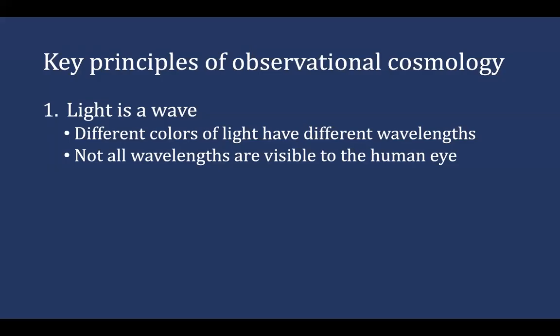Okay, so that's the first key principle of observational cosmology, that light is a wave, that these different colors of light have different wavelengths, and that not all these wavelengths are visible to the human eye, and yet we can build instruments to be able to see them.